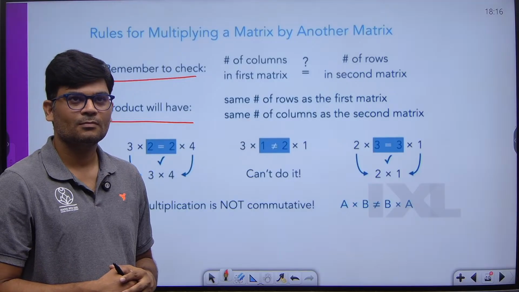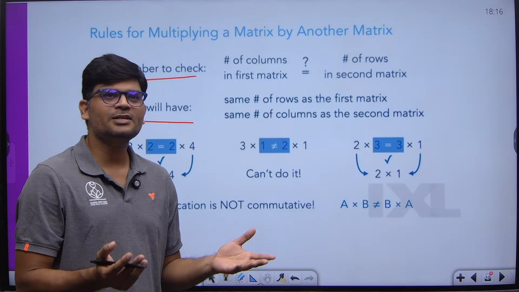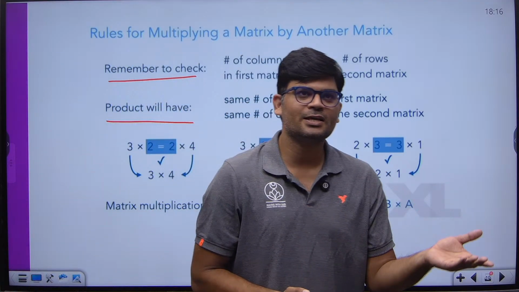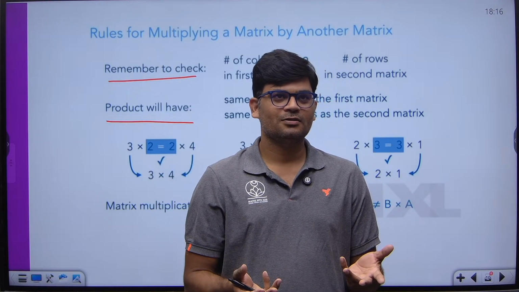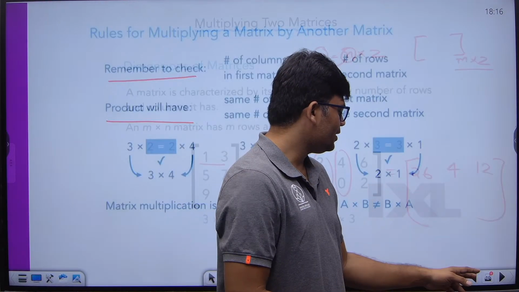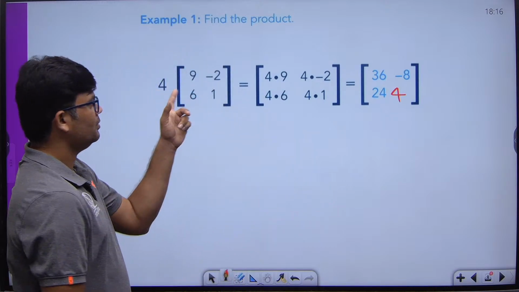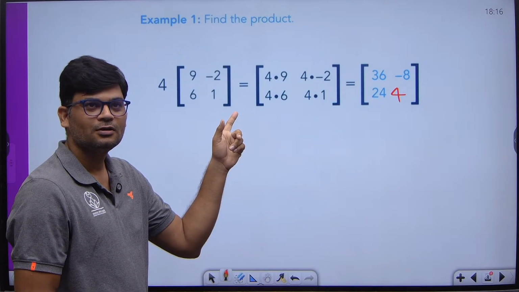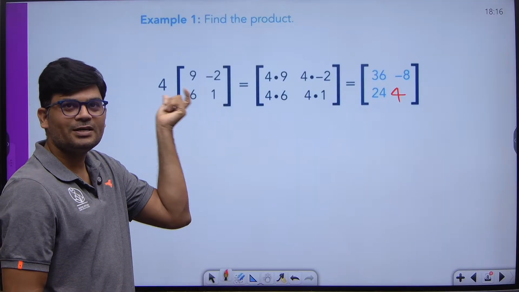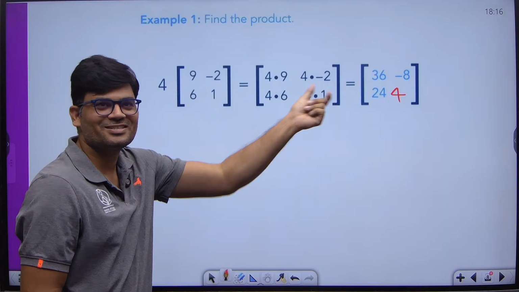Just a doubt, I've heard something called scalar multiplication. Is that a different concept? Scalar multiplication is just multiplying a number by the matrix. Okay. A scalar is a number. We earlier did this, I think. This is scalar multiplication. You are multiplying a number by a matrix. So this is scalar multiplication.